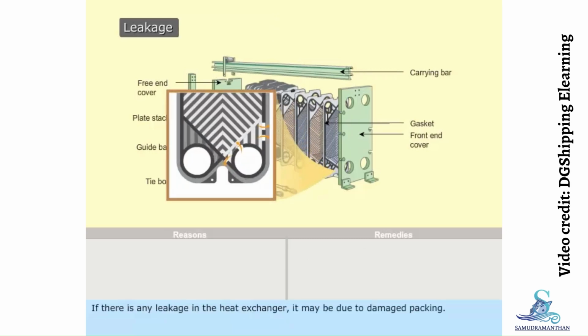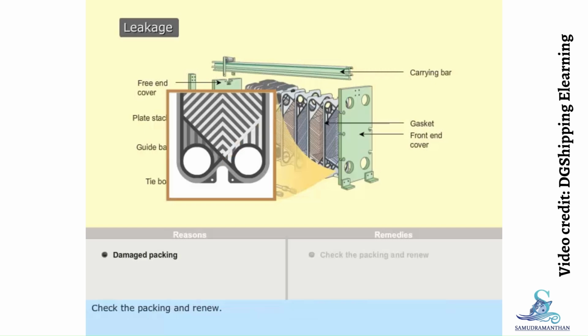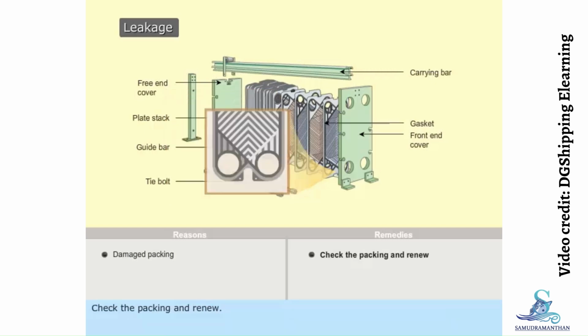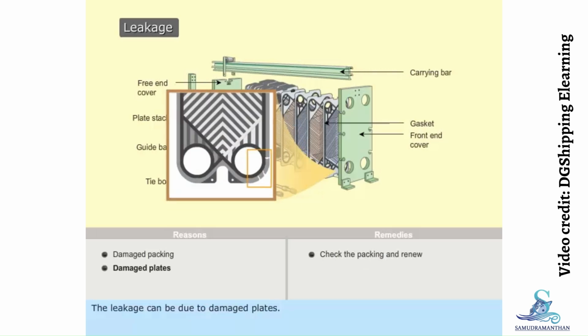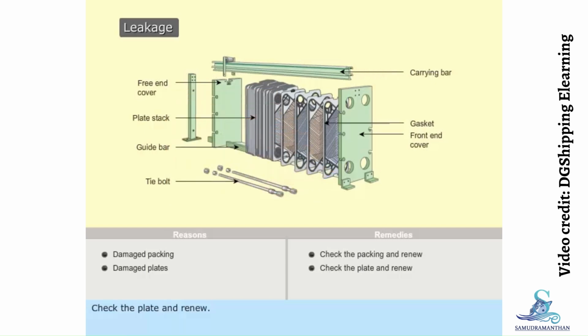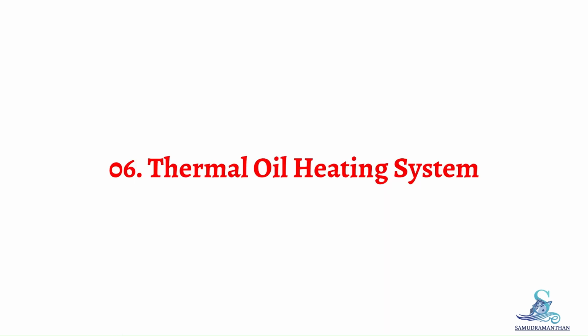If there is any leakage in the heat exchanger, it may be due to damaged packing. Check the packing and renew. The leakage can be due to damaged plates. Check the plate and renew. Topic 6. Thermal oil heating system.